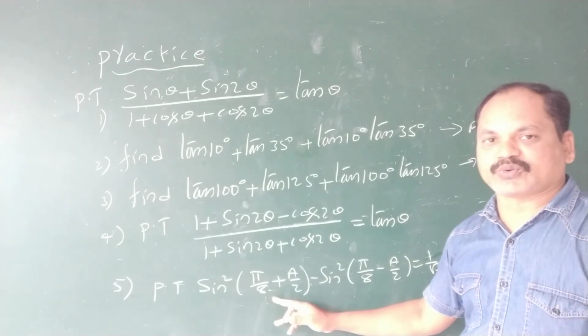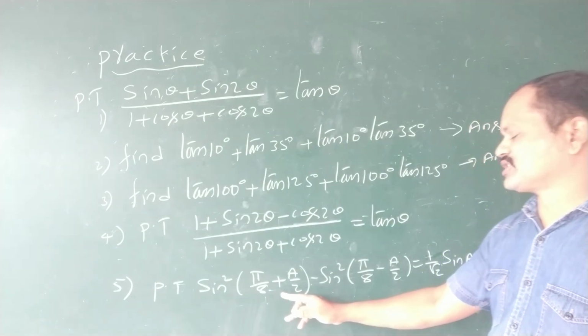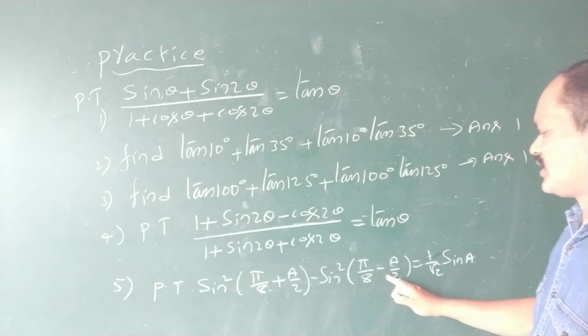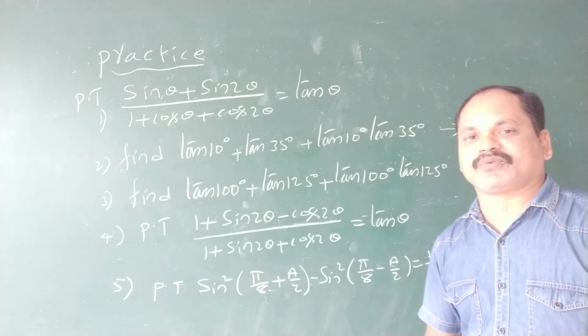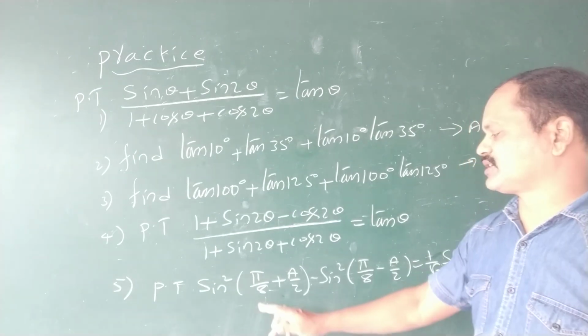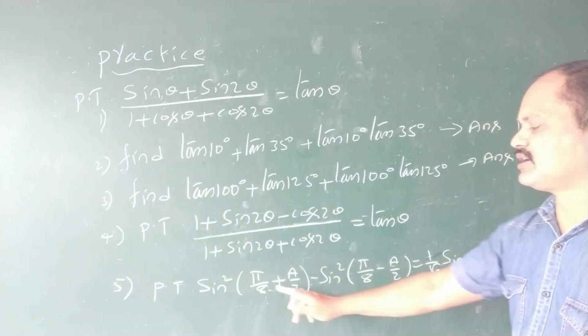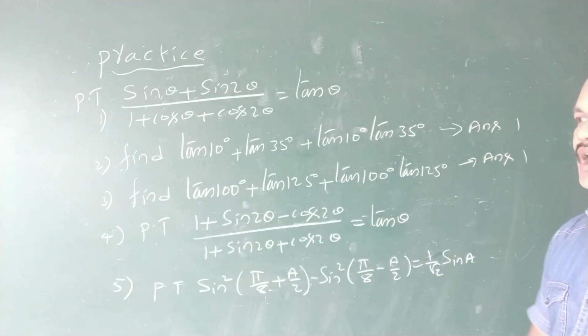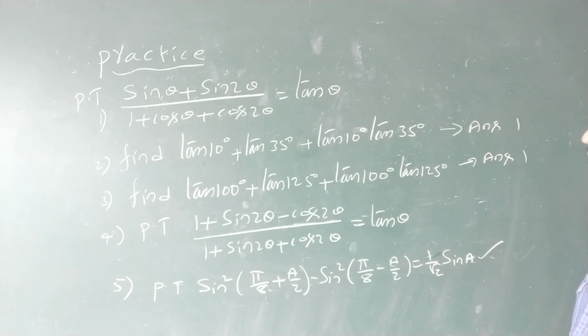Yes, the last question. The hint for this question: actually, this is in the form of sine square alpha minus sine square beta. We know the formula for sine square alpha minus sine square beta is nothing but sine (alpha plus beta) into sine (alpha minus beta). That's why this is alpha, this is beta. So apply that formula. After simplification we get 1 by root 2 sine a.